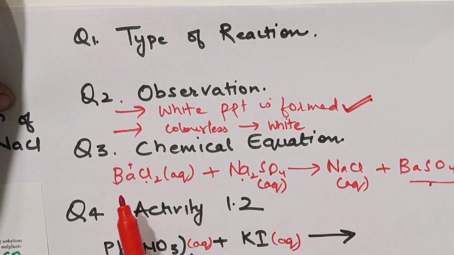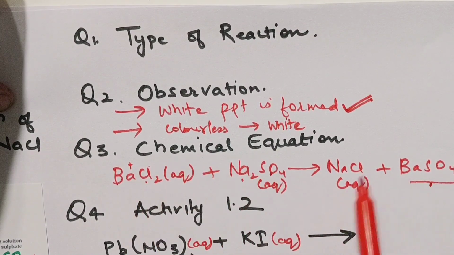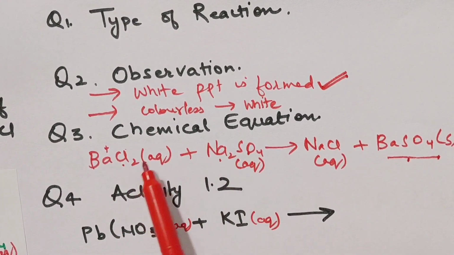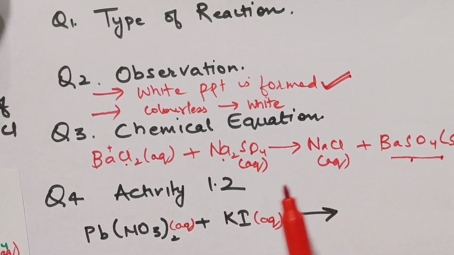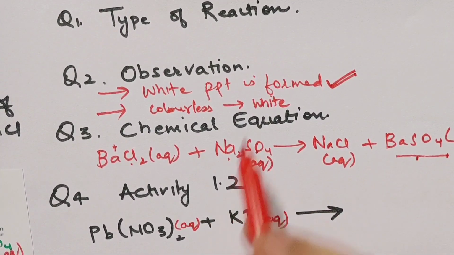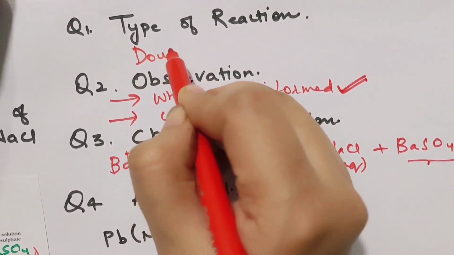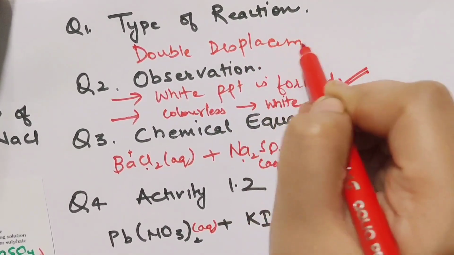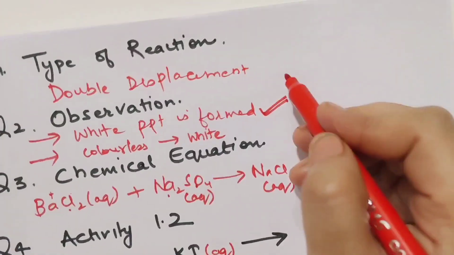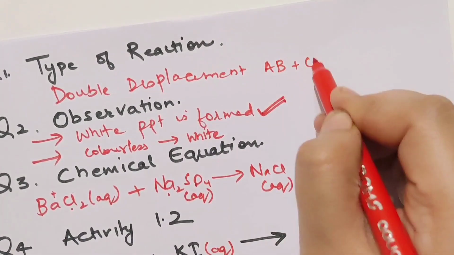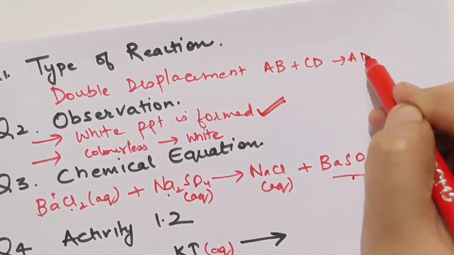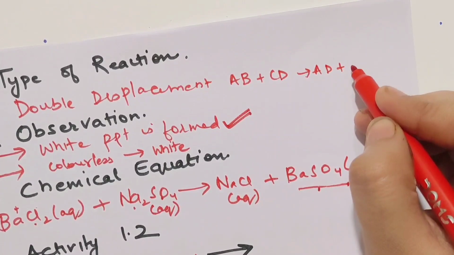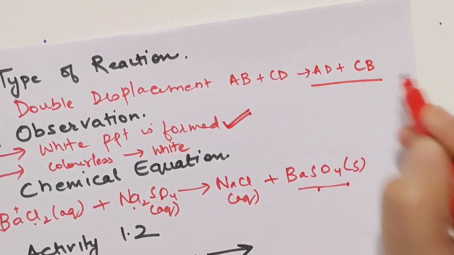Okay. Now here the exchange of ions is taking place. Both are displacing. There are two displacements taking place. Two ions are being displaced. So we call them double displacement. Okay. It's an AB plus CD gives you AD and CB kind of reaction.